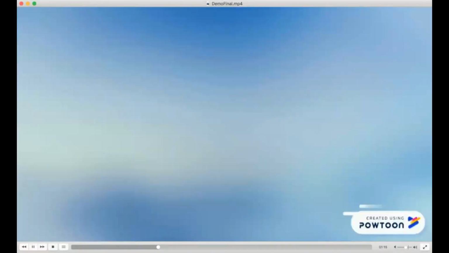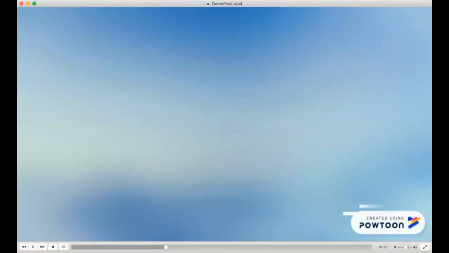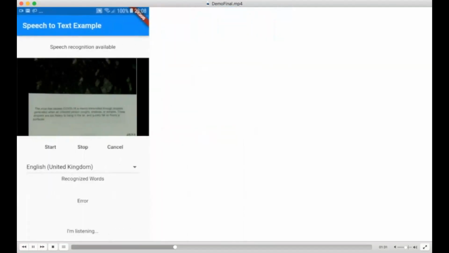You can trigger your features by using voice commands in either English or in Arabic. If you're going to use the English language, you can command your device by saying, detect faces, detect obstacles, read text, or help. Read text.